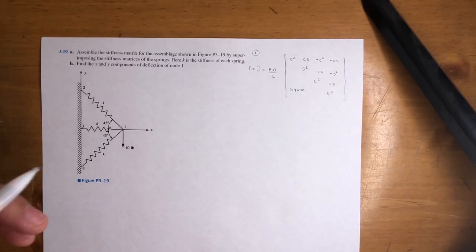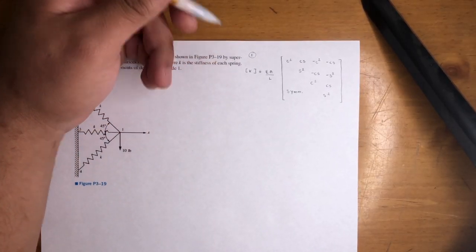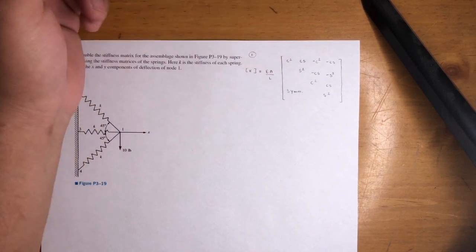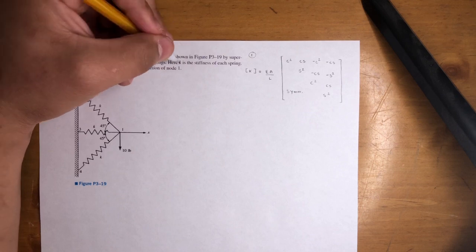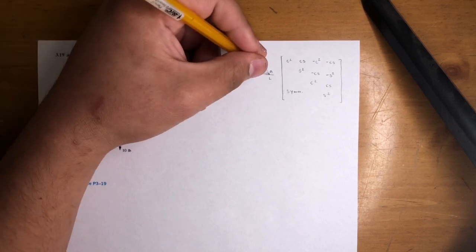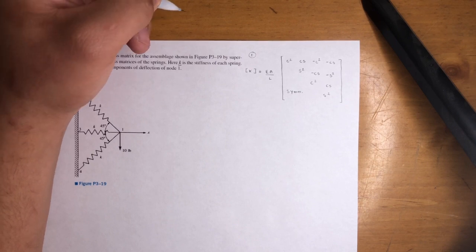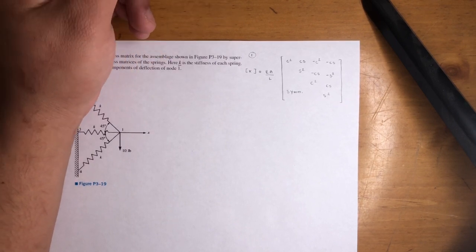For 2D elements, this is the stiffness matrix we use: cosine squared, sine squared, cosine times sine, times a stiffness value. In this case, it's just K. So instead of EA over L, we're just going to have K, because it's still force equals stiffness times displacement. That's all it is.